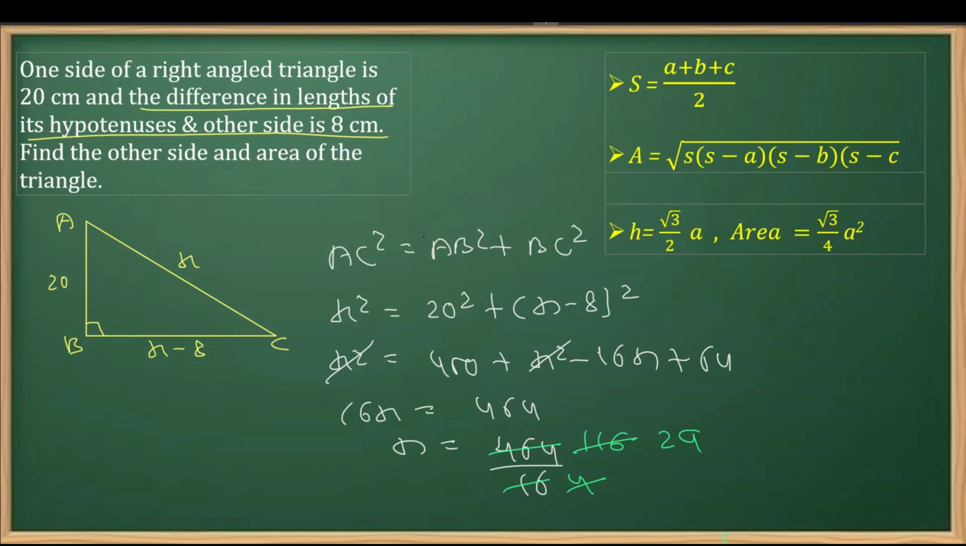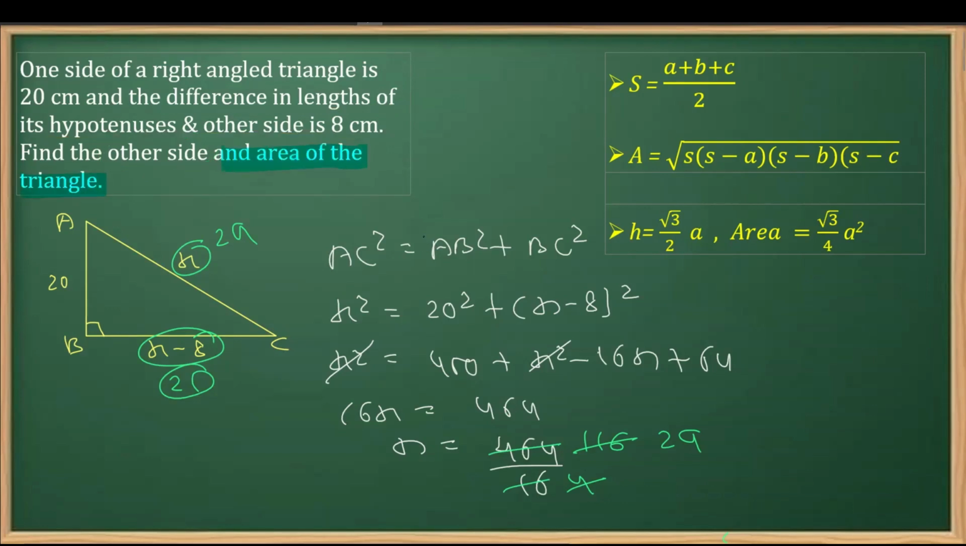So once we got the value of x, what is x over here? It is one of its sides. So we have to find the other side, and we got the hypotenuse. Let's say hypotenuse over here is what? 29, and this is going to be 8 less than this, which is 21. 29 minus 21.